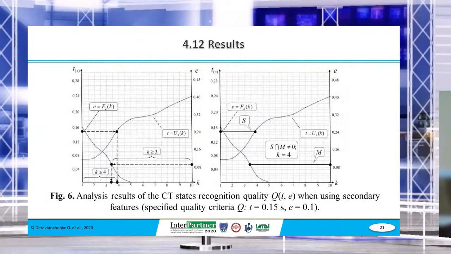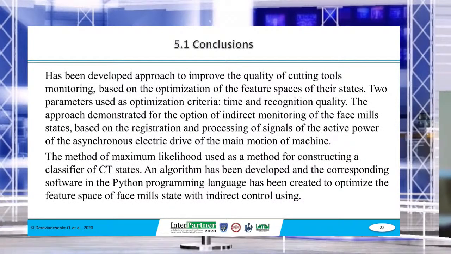We developed an approach to improving the quality of cutting tool monitoring based on the optimization of the feature space of various states. Two parameters were used as optimization criteria: time and recognition quality. The approach demonstrates an option of indirect monitoring of the phase movement states based on the registration and processing of the signal of the active power of the asynchronous electric drive of the main motion of the machine.